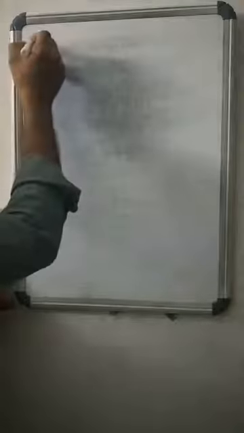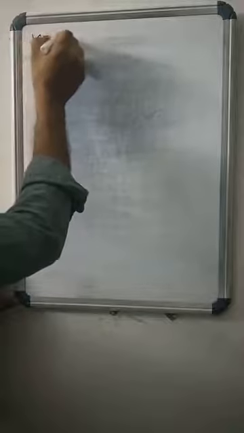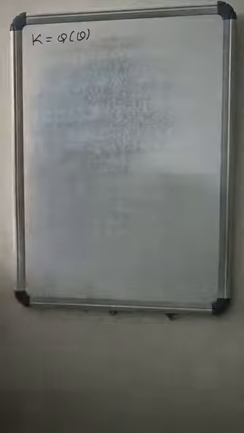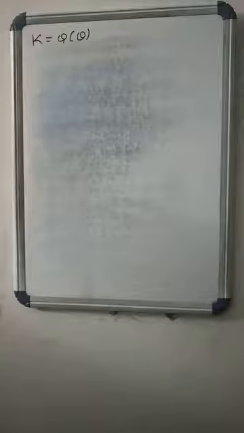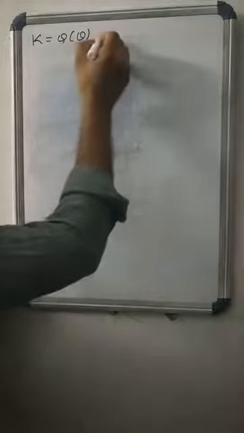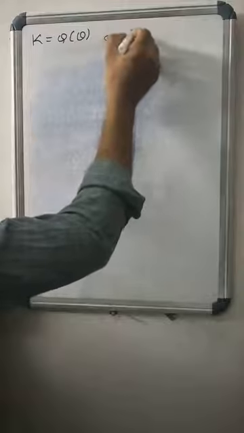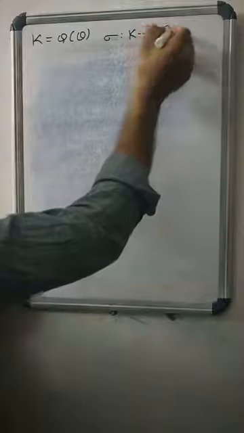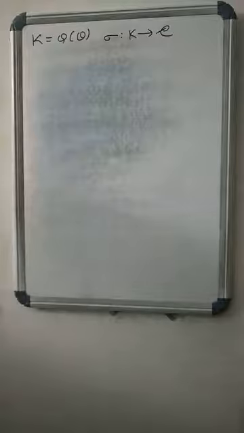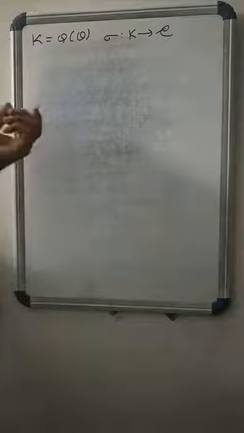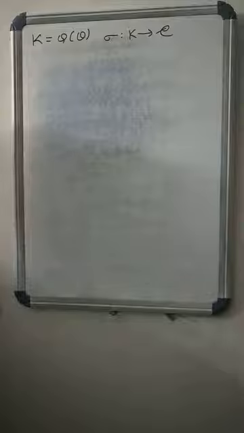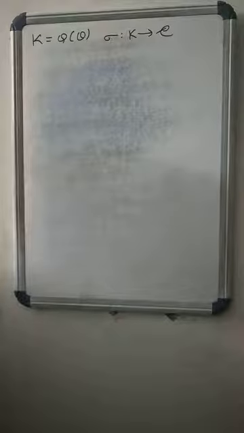If K equals Q(theta) is a number field, then there are distinct monomorphisms sigma from K to C, where C is the complex number field. We define the number of monomorphisms from K to C.